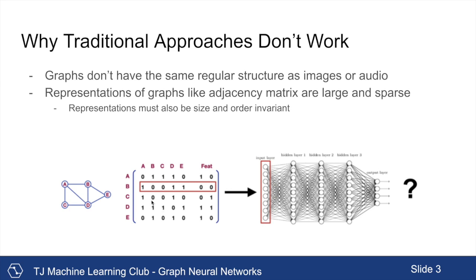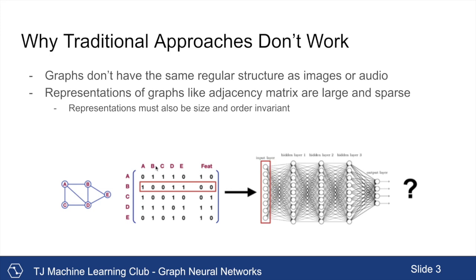Furthermore, these are not size invariant representations. If we added another node to this graph, then our input vector to this neural network would be one dimension larger. And since the inputs have to be a fixed size for neural networks, because you have a fixed number of layers and the first layer has fixed size, you won't be able to use the same neural network if you have another node.